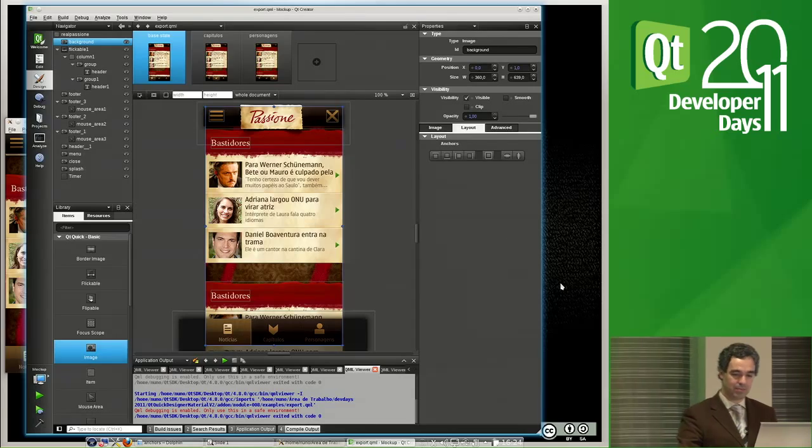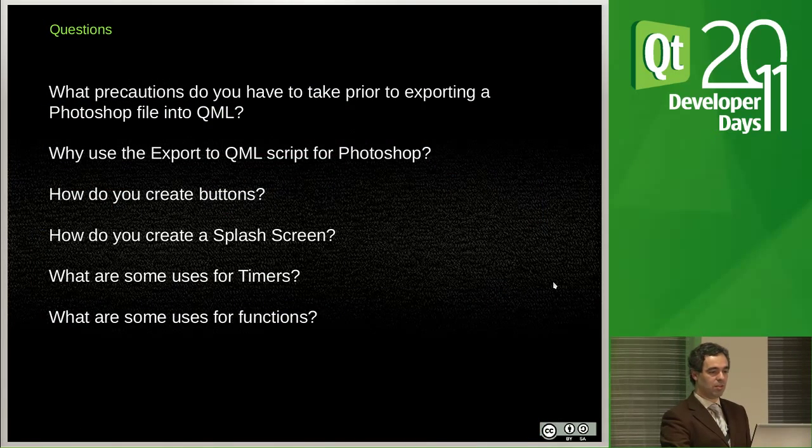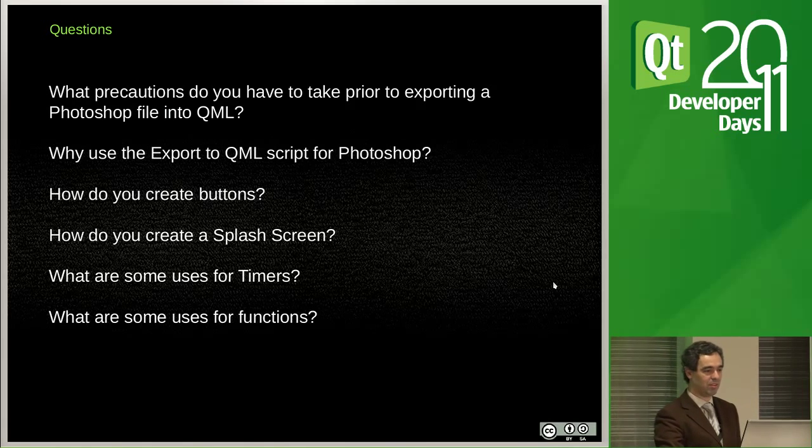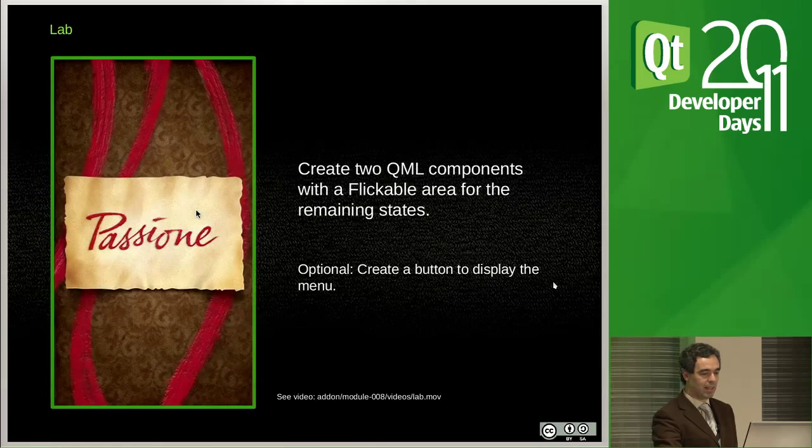So, great. So the things you should know: why use the export to QML from Photoshop? Well, because we are lazy. You know all of these things, right? We could explain all of it, they know what a timer is, what functions are, we've seen functions before. And the lab would be to create a passage from one to another. Not going to do the lab here.